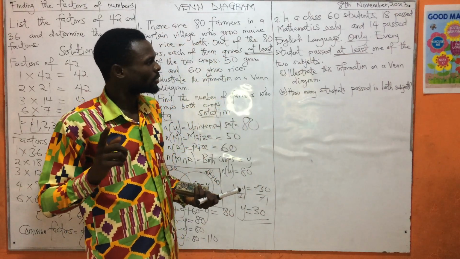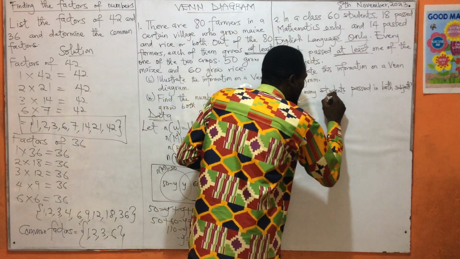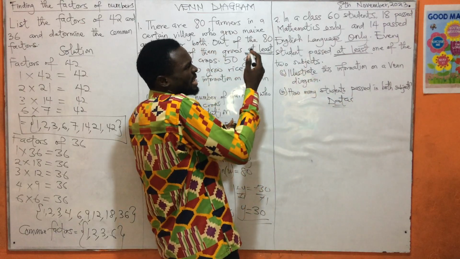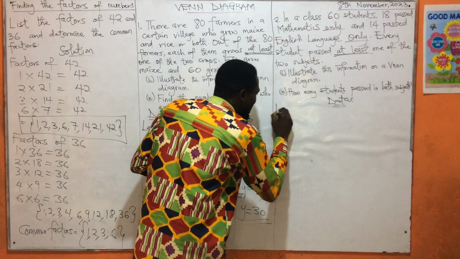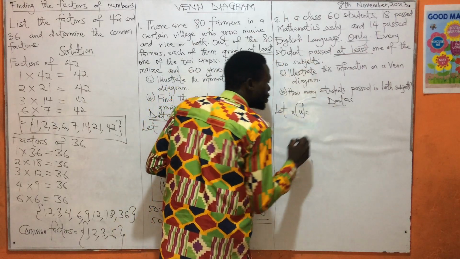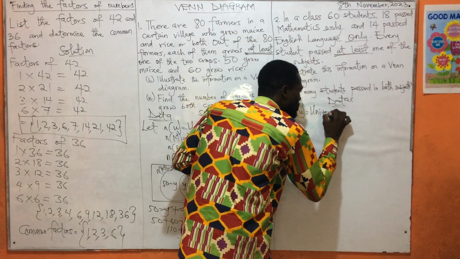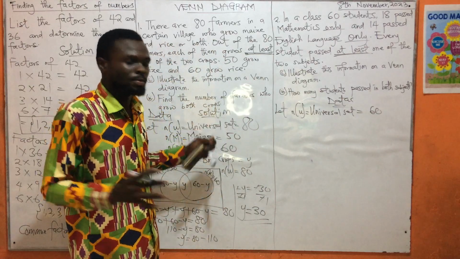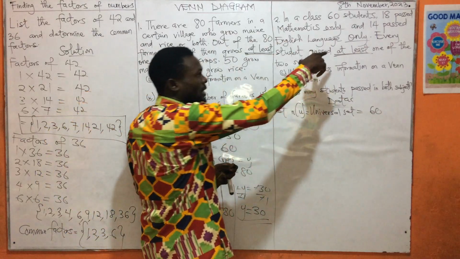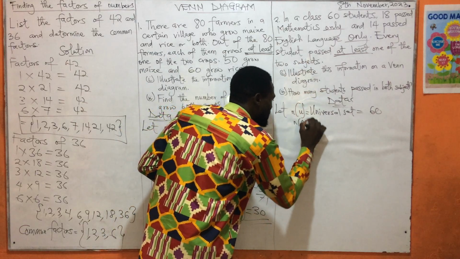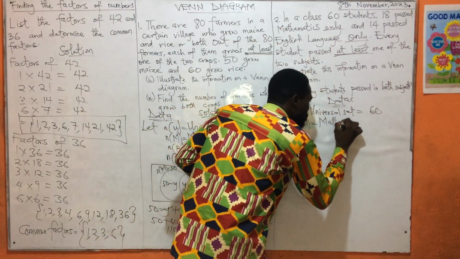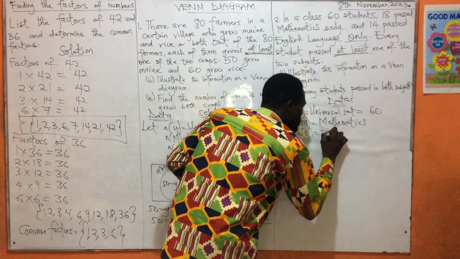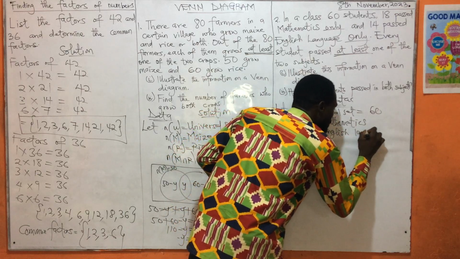Very simple. So let's quickly draw our data. In a class of 60, let the number U, which is the universal set, be 60, because from the question, they said it's 60. Then, they are talking about subjects. So we have mathematics, that is M. Then you have English, that is E. So English language.